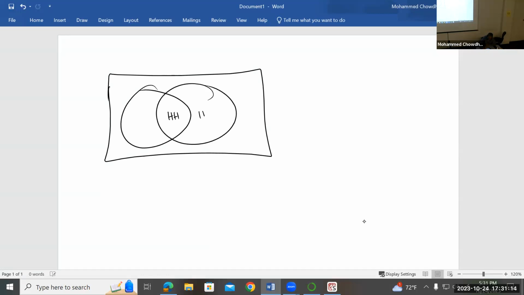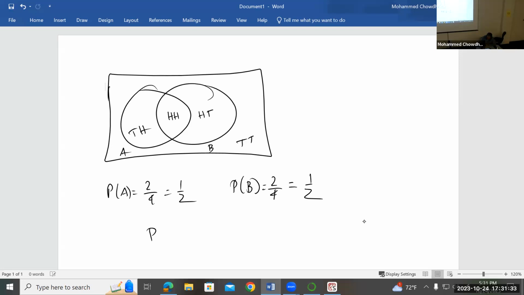HH, this is HT, this is TH, and that is TT. So this is A, this is B. Probability of A equals 2/4 equals half. Probability of B equals 2/4 equals half. And then probability of A and B equals 1/4.